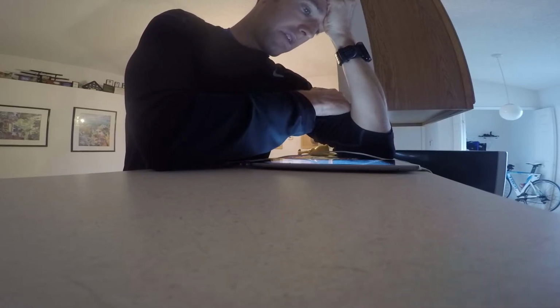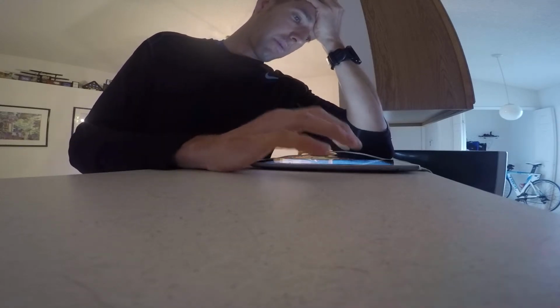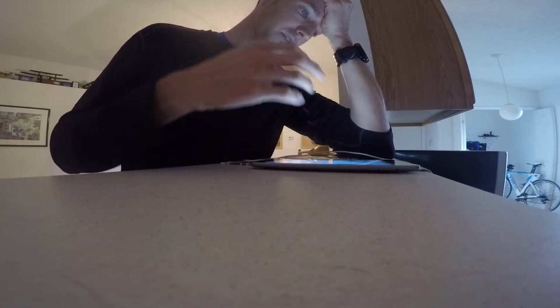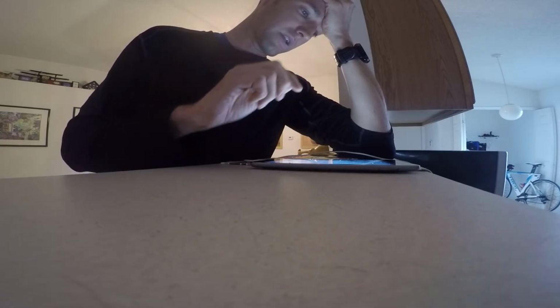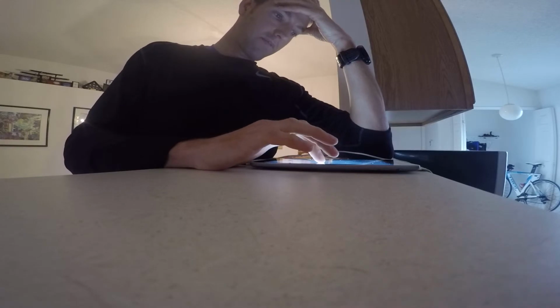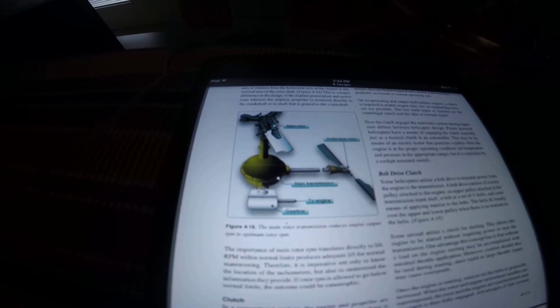This may be by means of an electric motor that positions the pulley when the engine is in the proper operating condition, oil temperature and pressure in an appropriate range, but is controlled by a cockpit-mounted switch. Belt drive clutch. But before that, let's see what's going on here. The main rotor transmission reduces engine output RPM to optimum rotor RPM.